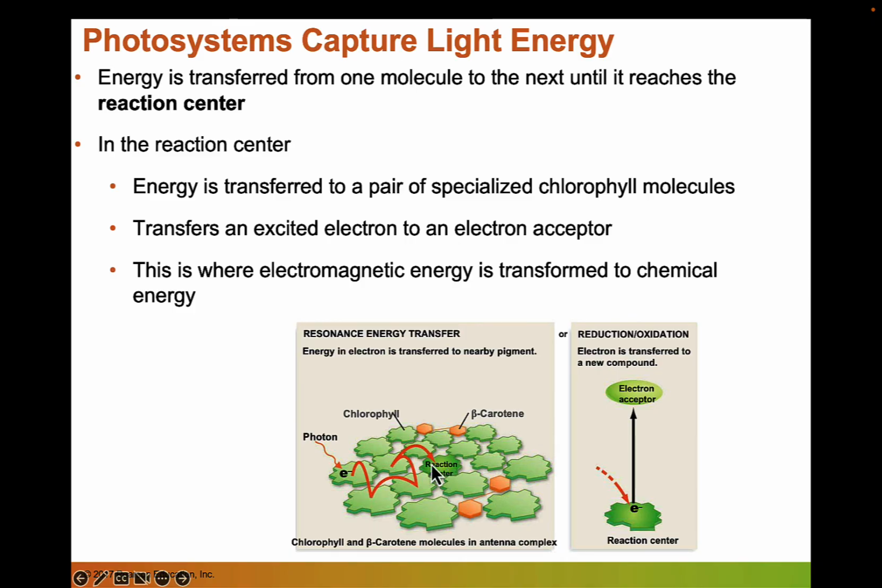Once the energy reaches the reaction center, there's a special pair of chlorophyll molecules in this reaction center, and we call them the special pair. The energy transferred here will excite these electrons. But instead of energy transferring away like it happened in resonance energy transfer, the electrons are actually transferred to an electron acceptor in a new compound. And this is where the next lecture is going to take over. So what happens once you transfer this electron to an electron acceptor?